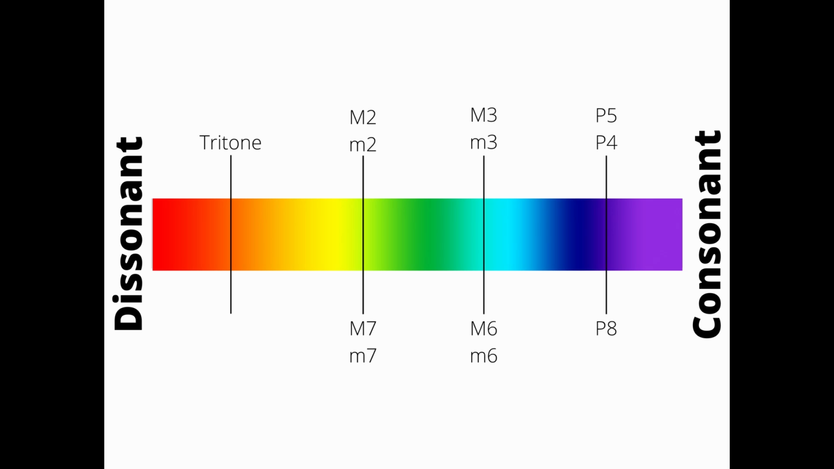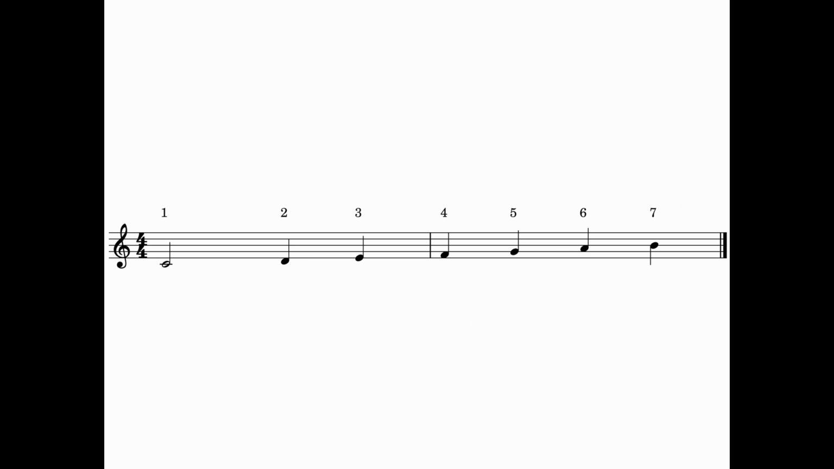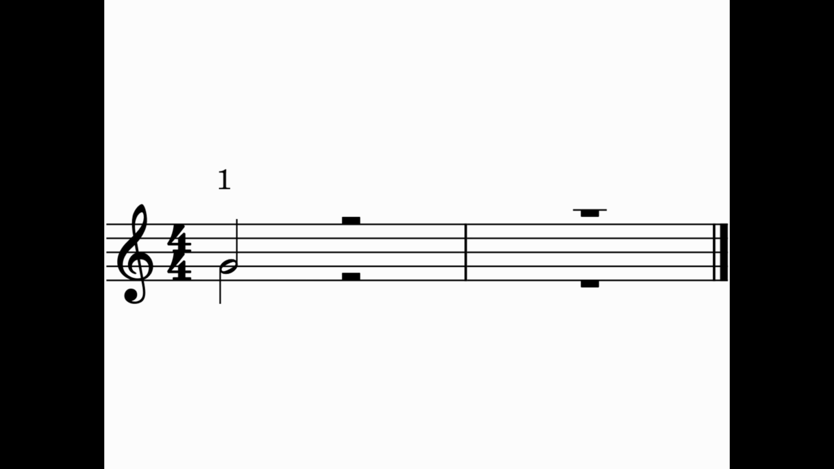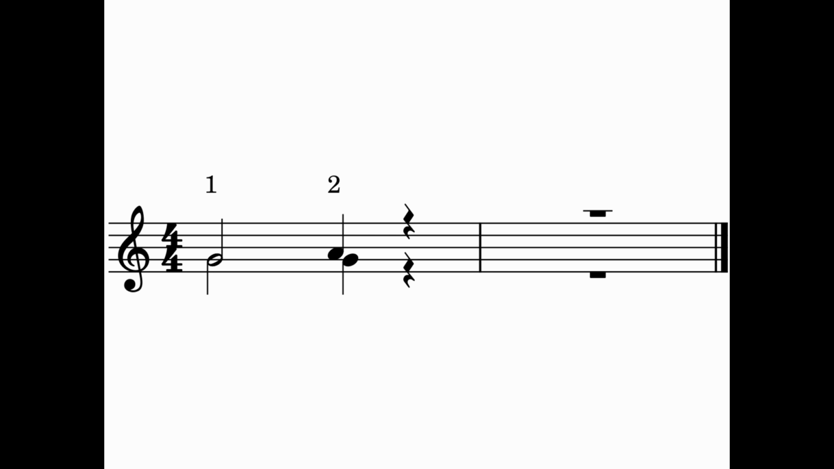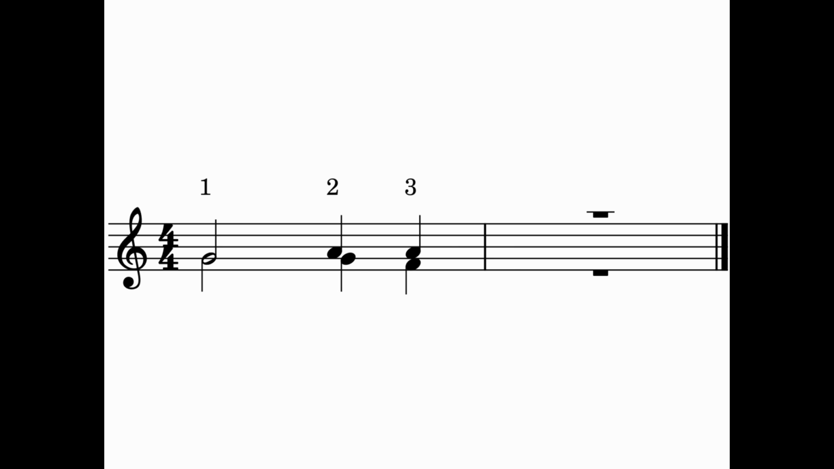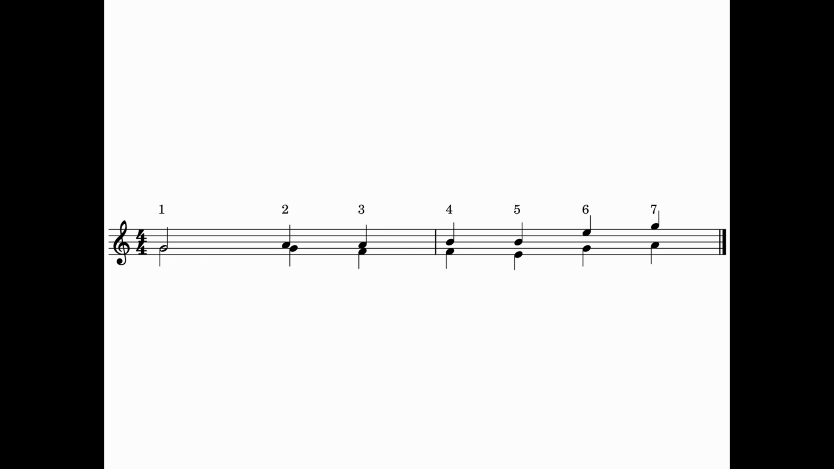An interval has a number associated with it which tells us how big it is. These numbers can technically go to infinity, but we mainly use 1 through 7. When two notes are on the same line or space, we use the number 1. If one note is on a line and the other is on the space right above it, we use 2. If one note is on a space and the next note is on the space above it, we use 3, and so on.